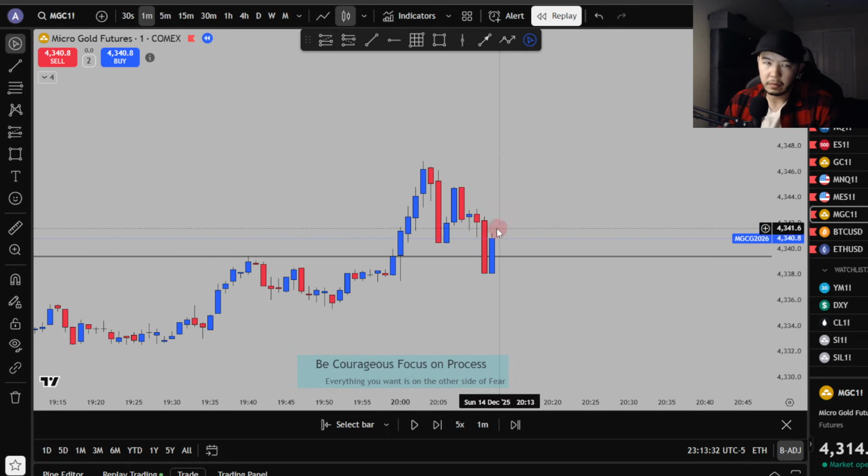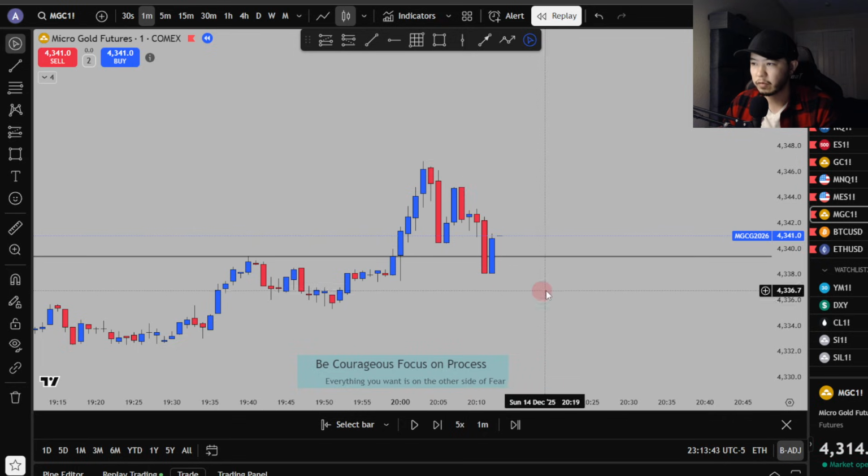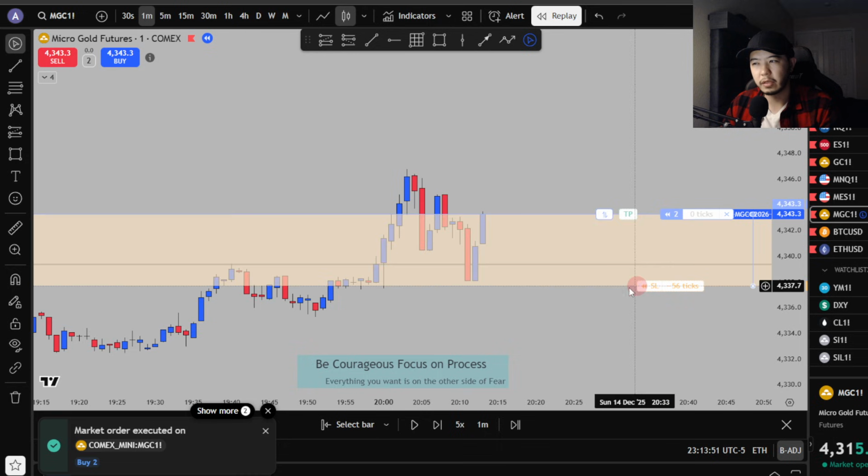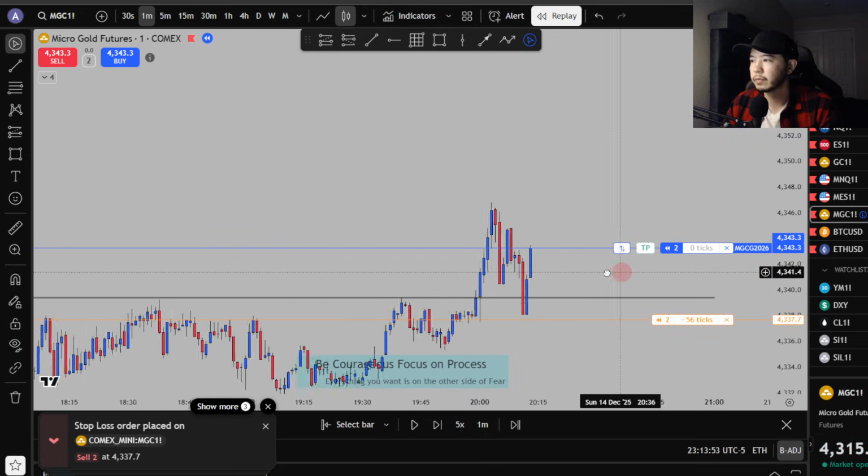I could have entered this trade because my intuition was telling me, hey, get in this trade. But I still waited for extra confirmation. There you go. So now we flip this candle. So I got in here, put my stop loss right here, right below this swing low.